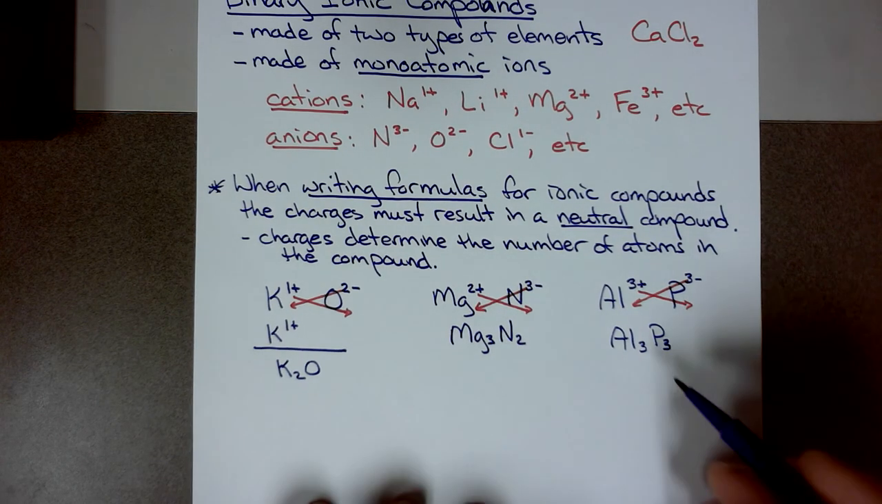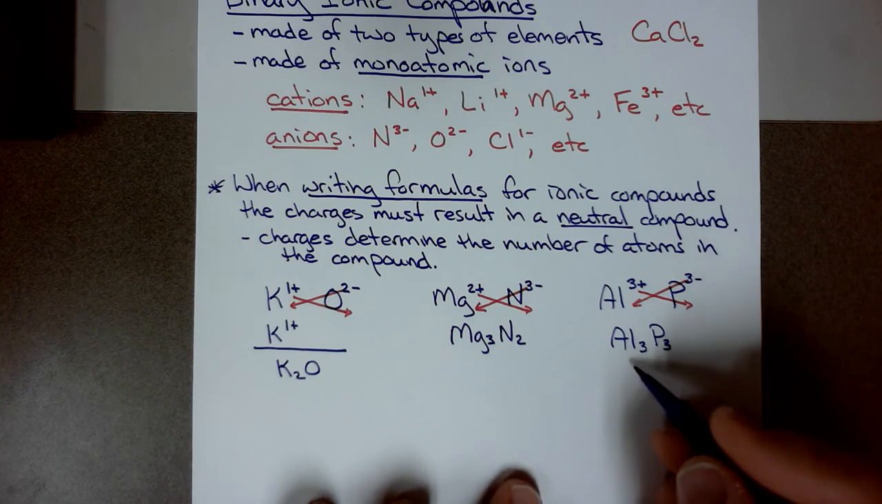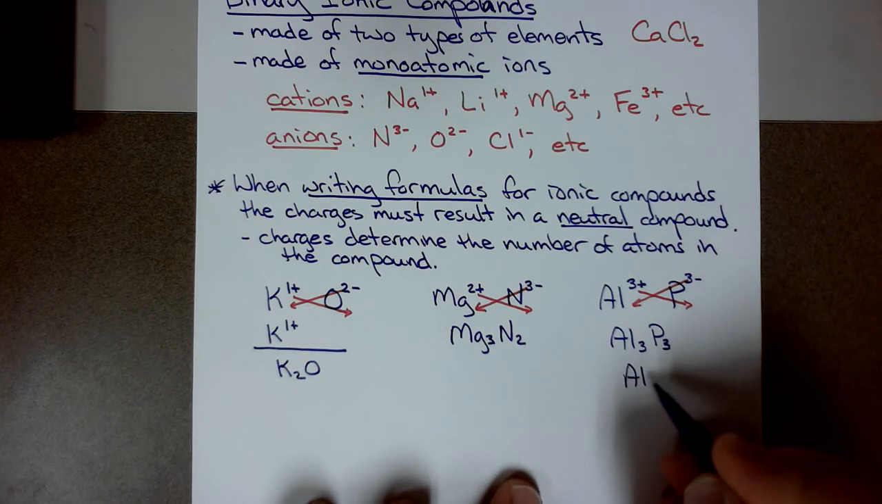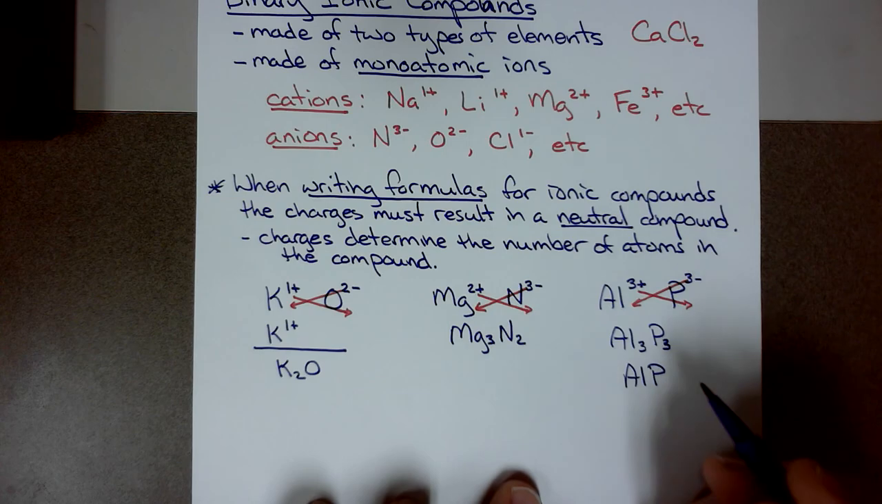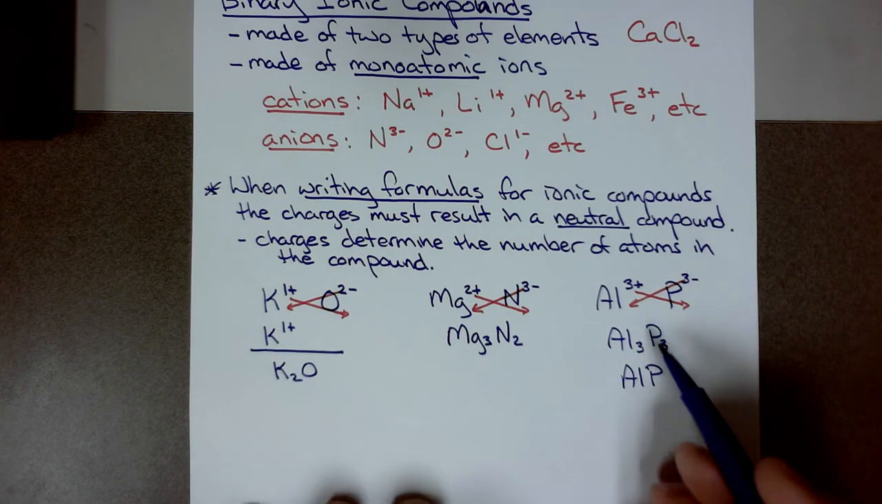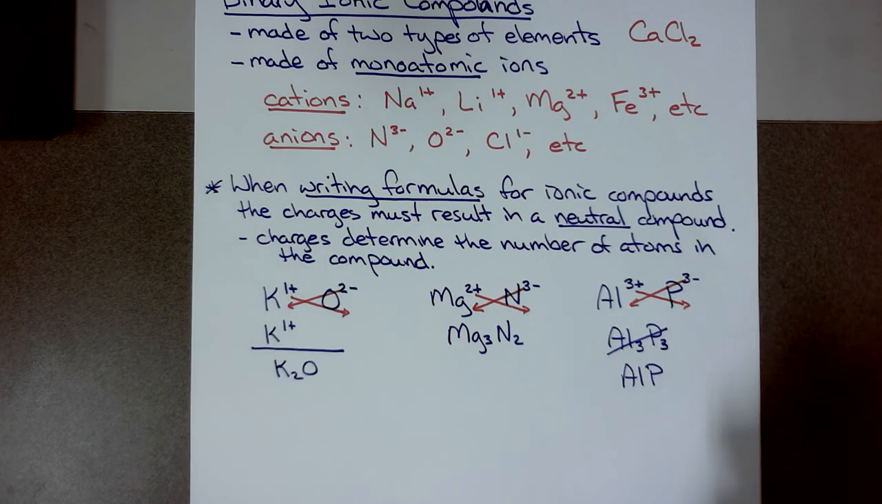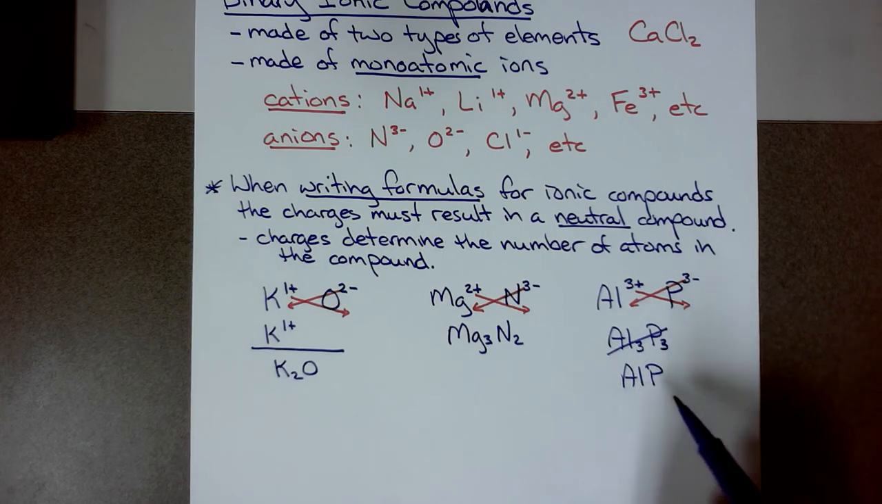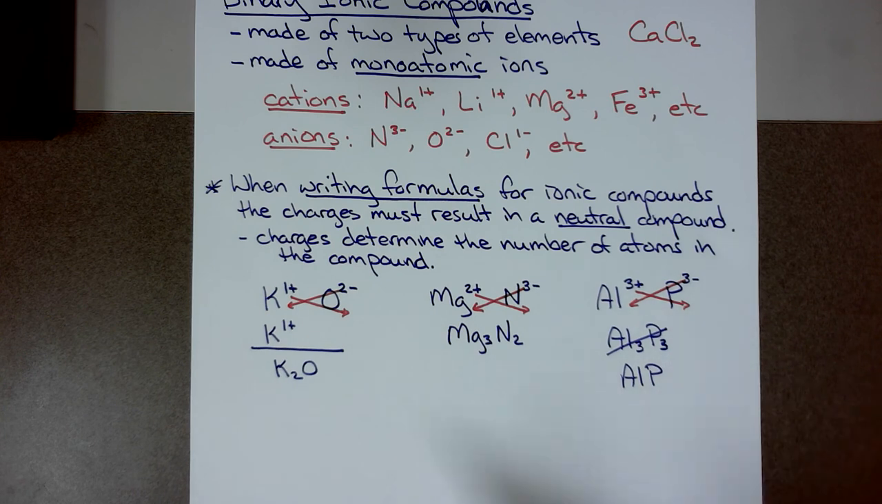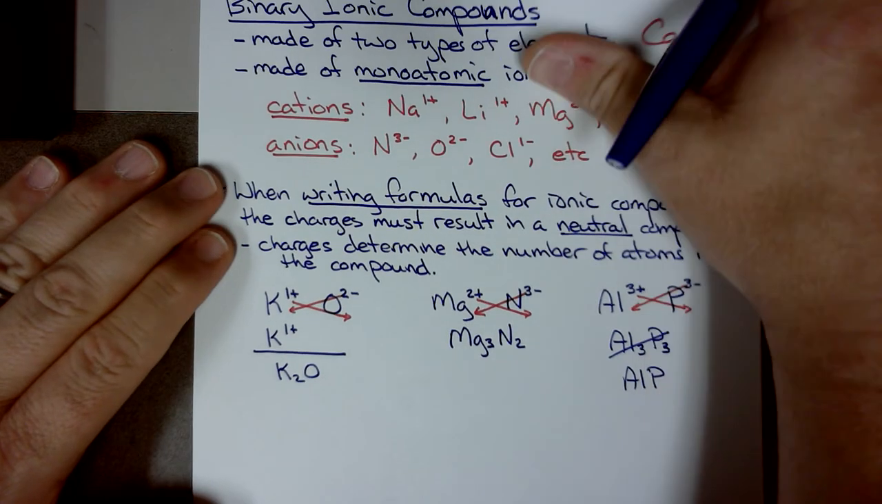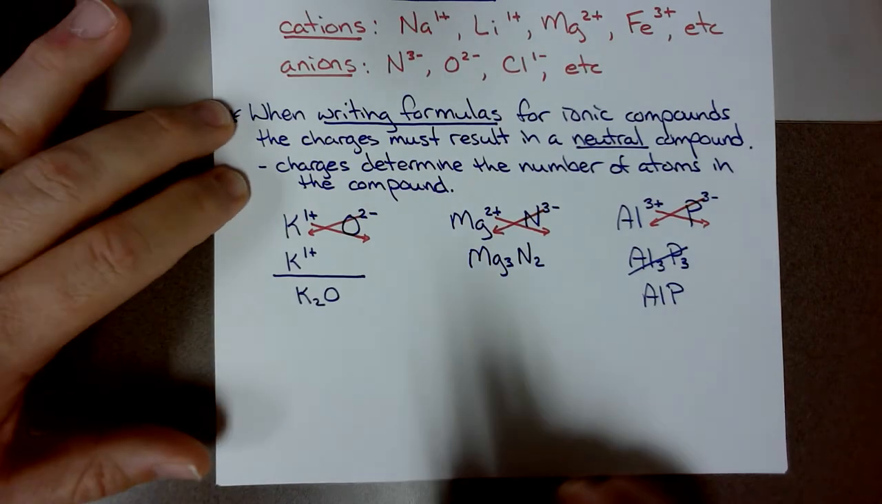But if I divide by 3, I can actually reduce this to AlP. And so don't forget, if you do the crisscross, make sure you have reduced it. I'm going to cross through this to show you that that's not the correct answer. The correct answer is AlP, a 1-to-1 ratio. Now, let's look at how we would name binary ionic compounds. So the next thing is naming binary ionic compounds.